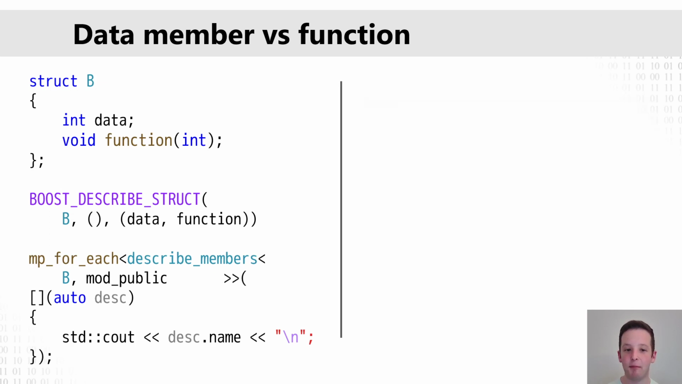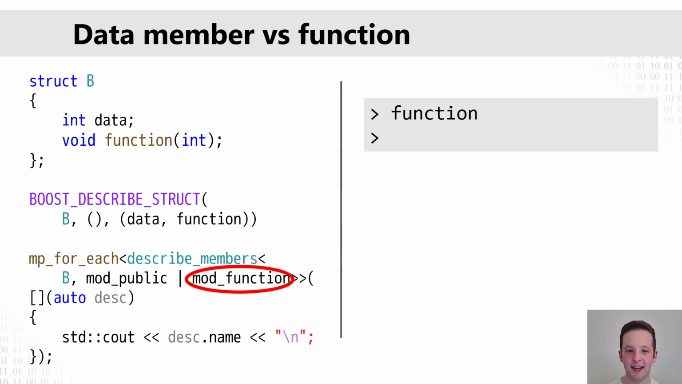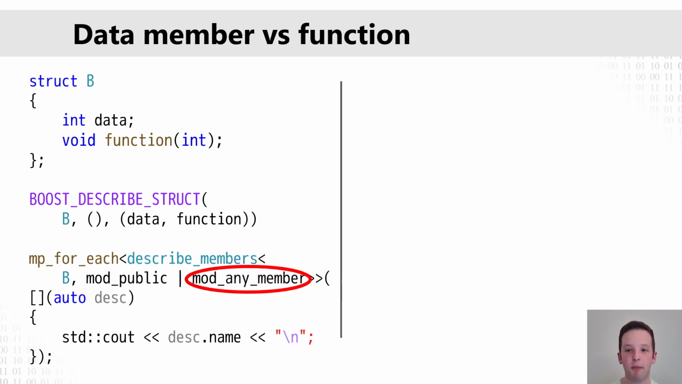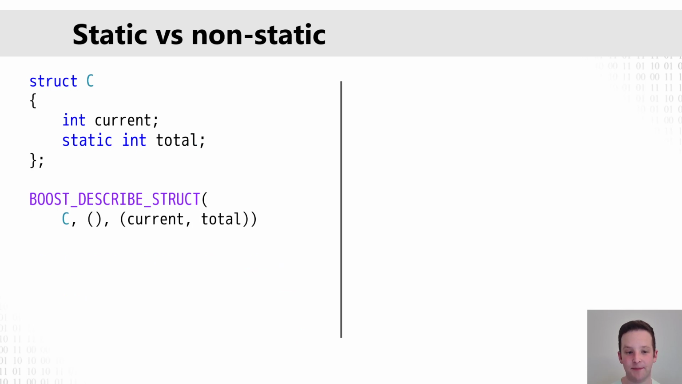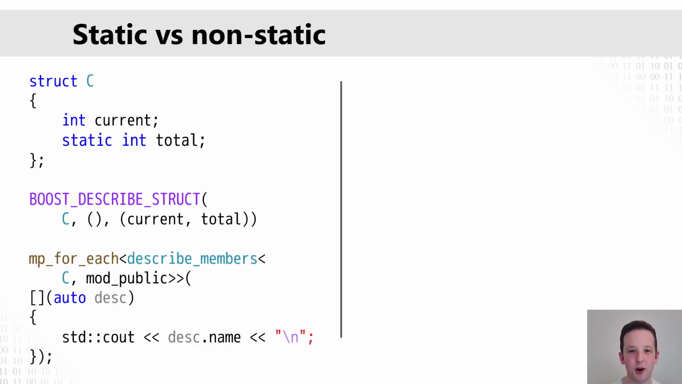But if I add on mod_function, it does something different. It gives me the function members. And just like that, you see that Boost.Describe knows the difference. You didn't tell it the difference, but it knows. And that's really powerful. If you want both the data members and the functions, mod_any_member will do that for you. And there's a similar story for data members and functions with statics and non-statics. So again, when I'm registering this type with the library, I'm not telling it the difference between current and total. Well, one of them's non-static, one of them's static, but you register them the same. But I'll prove to you that Boost.Describe knows the difference.